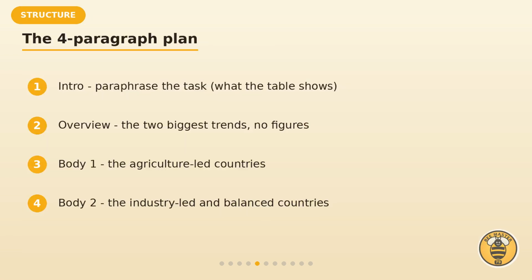Here's the plan: 4 paragraphs. An introduction that paraphrases the task. An overview with the 2 biggest trends and no numbers. Body 1, the agriculture-led countries. Body 2, the industry-led and balanced countries.